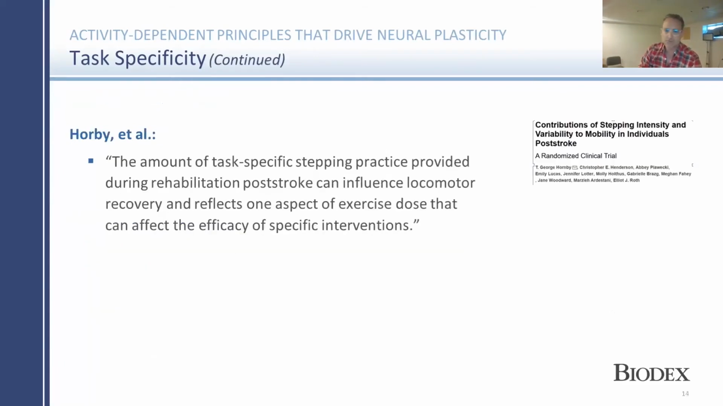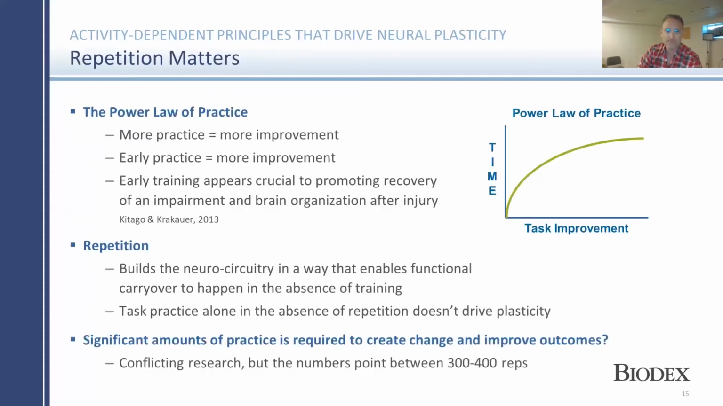Okay, a lot of research out there. Just wanted to bring this in by Hornby. Everything has to be backed up by research. So there's a lot of information out there. You can basically go to Google Scholar and look at task specificity, intensity, repetition, and so forth, and get a lot of information. Okay. All right, repetition. So here's the third category.